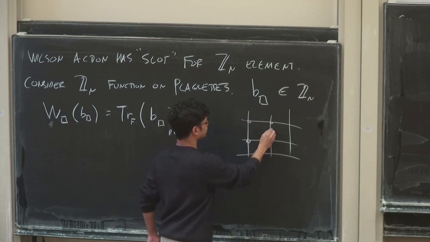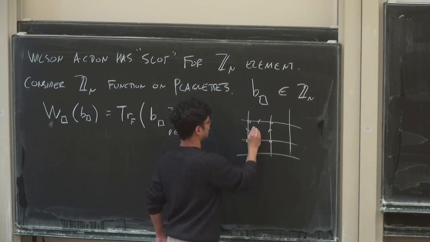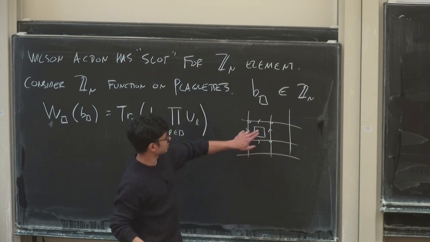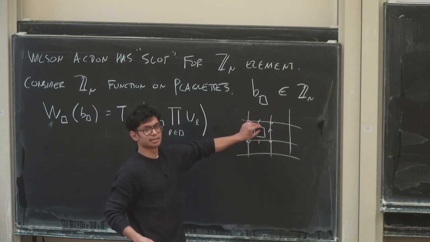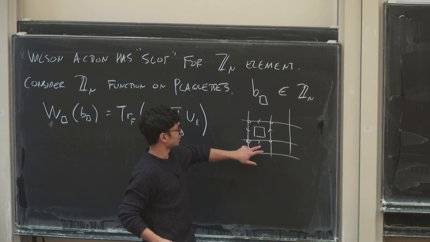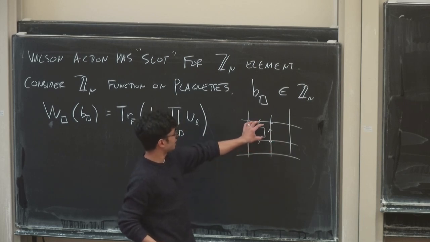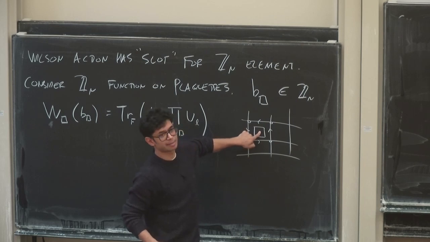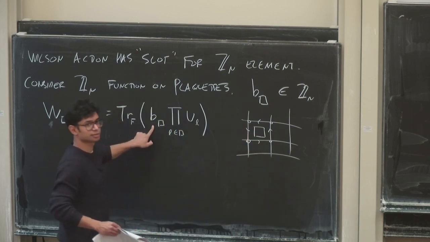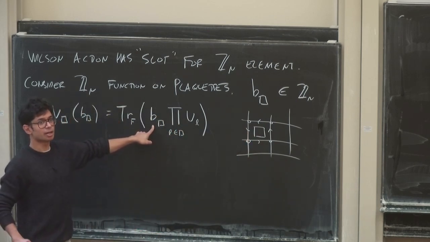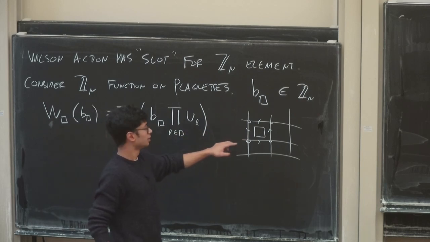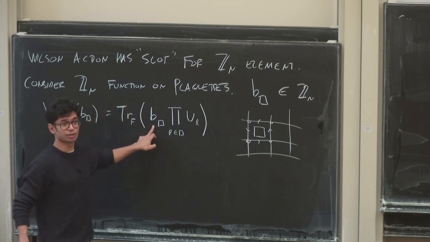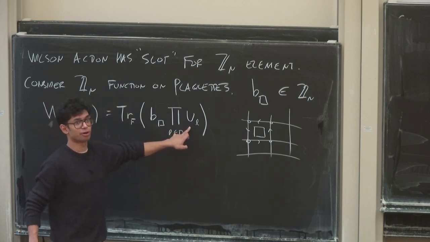So I have my links, and I have my B sub plaquette. You should imagine B sub plaquette lives on the inside, and the U's live on the outside on the links. And so when I'm evaluating W on a plaquette, I take the product of these things and also multiply it by B before taking the trace. Okay? Because B is in the center, it doesn't matter where I put this B in this product.